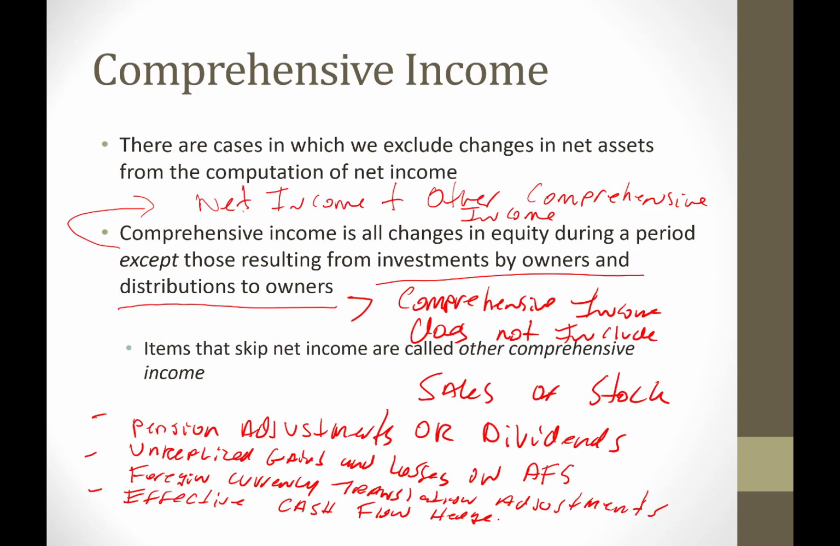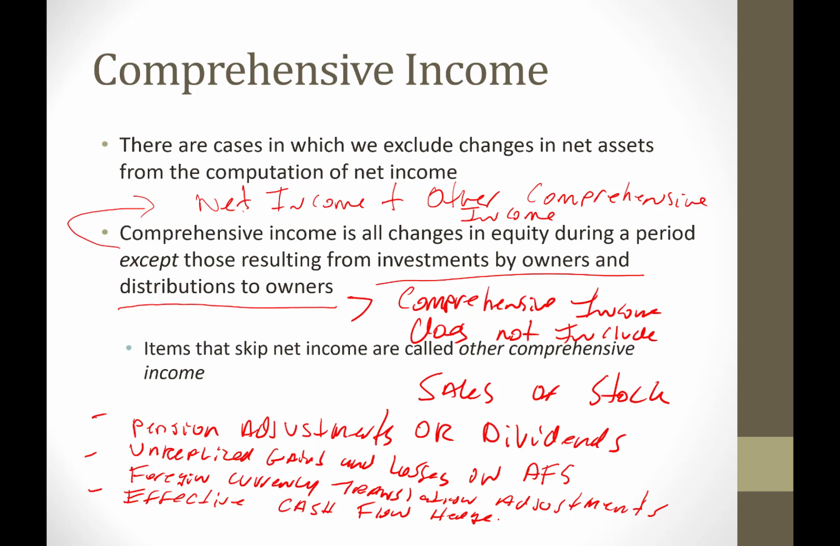And we're going to talk about the mechanics focusing on unrealized gains and losses now, because all of these other items, pension adjustment, foreign currency translation, effective cash flow hedges, are advanced accounting topics, and I'm not expecting you to wrap your head around those. I just want you to know that these four things constitute the other comprehensive income under U.S. GAAP.